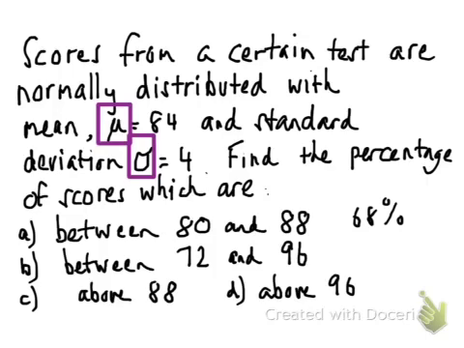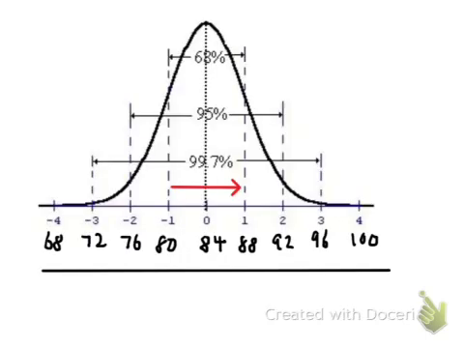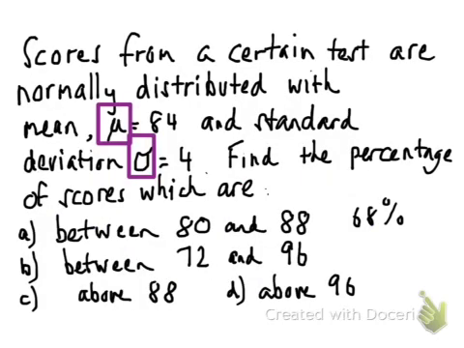Between 72 and 96. Let's locate those two values. There's 72 and there's 96. Okay, so we can see it's 99.7% in between those two values. So my answer is 99.7%.